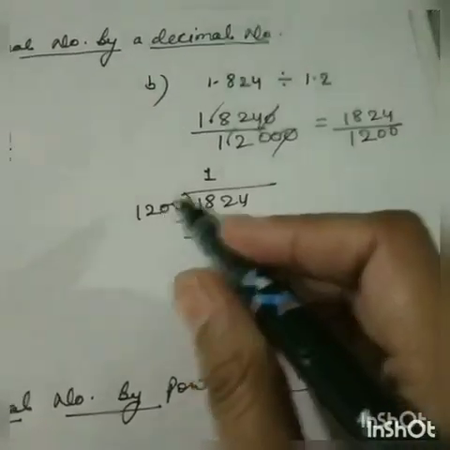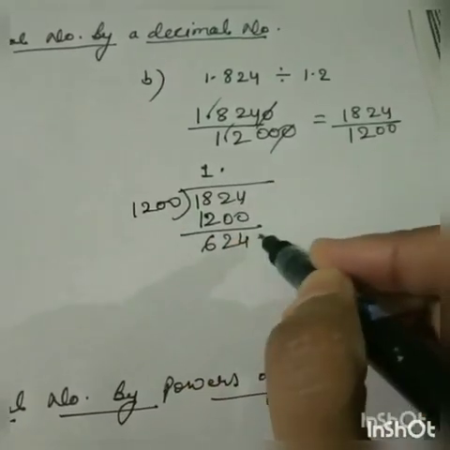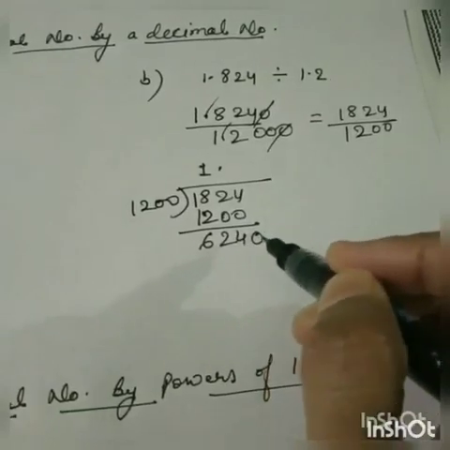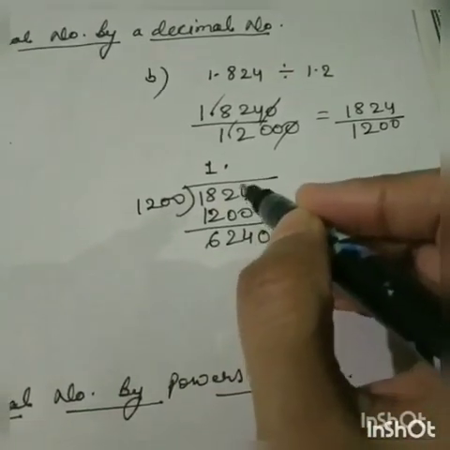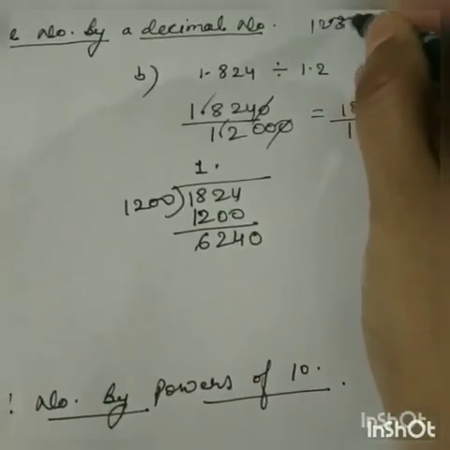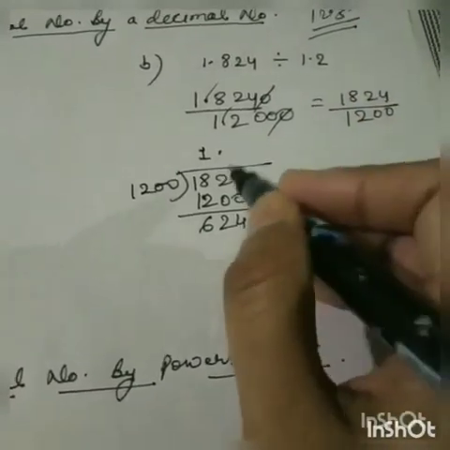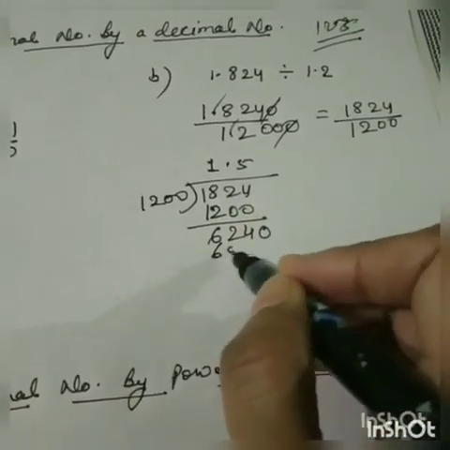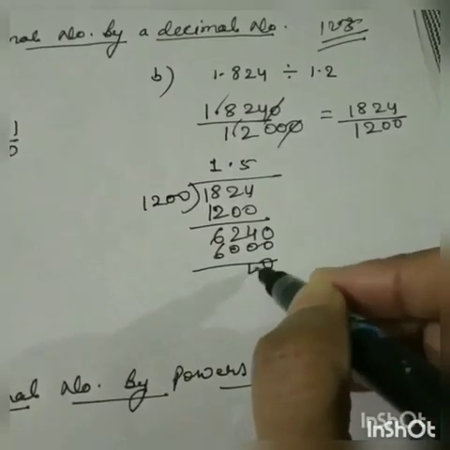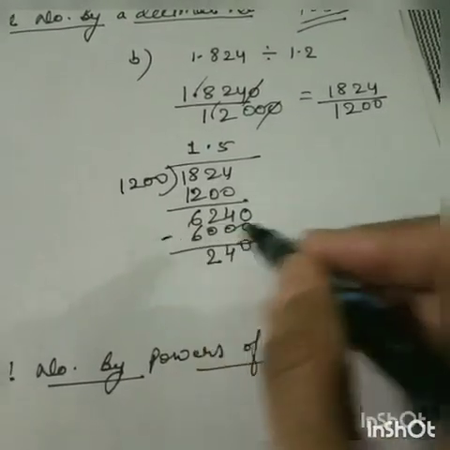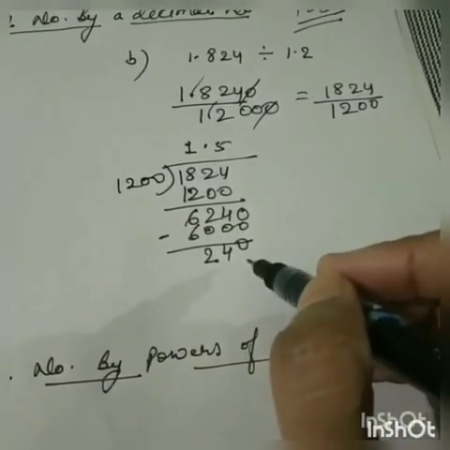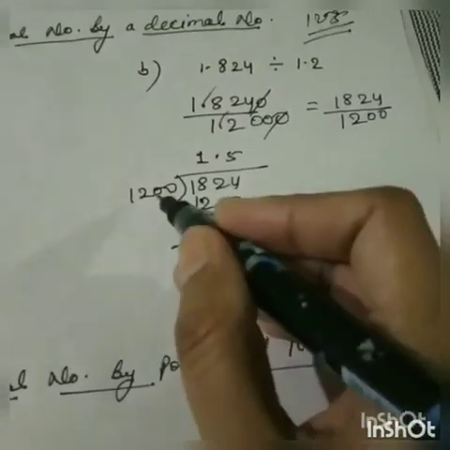But it is less than this. So we will take one decimal here. 10, 6240. Now 1200 just take 5 times. We will get here 6000. So 5 times. Subtract it. We will get 240. Okay. Now 240 is again less than this.